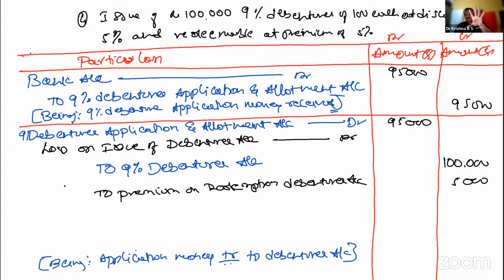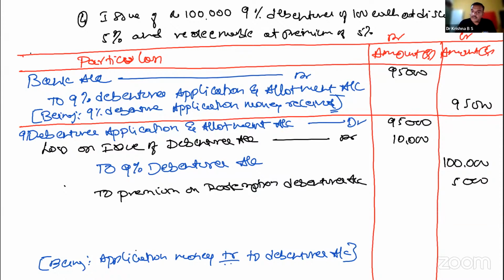When you received the money, how much less did you receive? You received 5,000 less. When you issued the debentures, you issued them for 95. There you lost 5,000. When you were redeeming the debentures, you paid 5,000 more. There also you lost 5,000. Put together, what is the total loss you suffered? Loss on issue of debentures, total loss is 10,000. Simple.